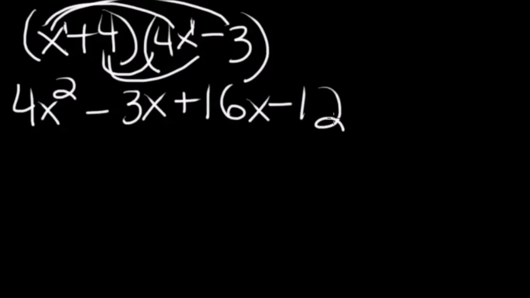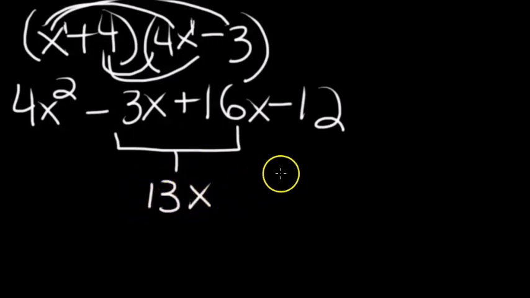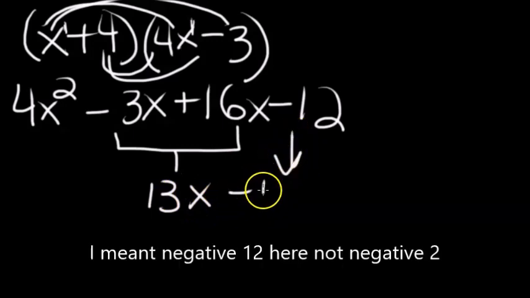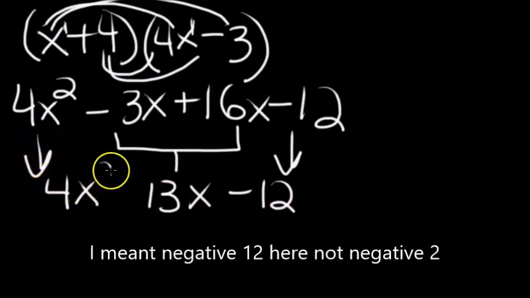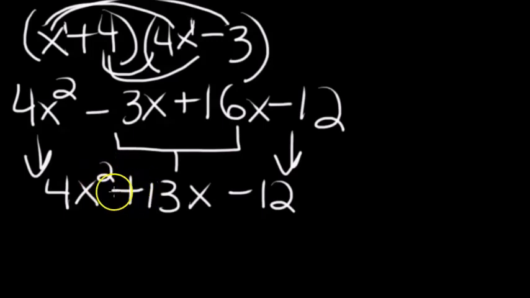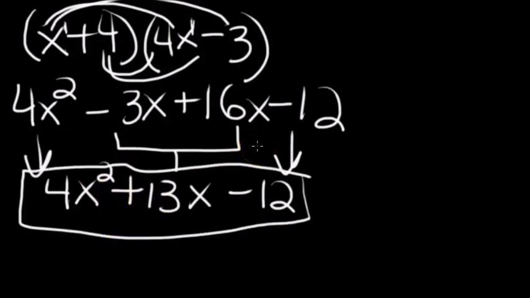What do you think we need to do at this stage? Well, we have 16x and negative 3x. These two are like terms, so we'll combine these two. Negative 3x plus 16x will make 13x. And we just bring down the negative 12 and the 4x squared. So this will be your answer: 4x squared plus 13x minus 12.